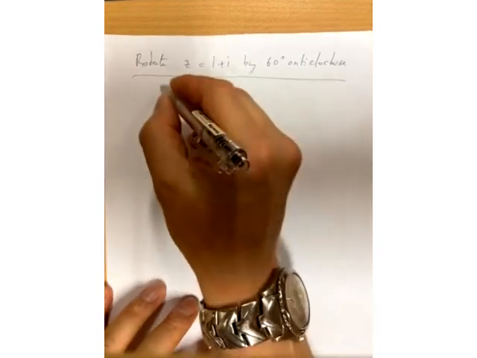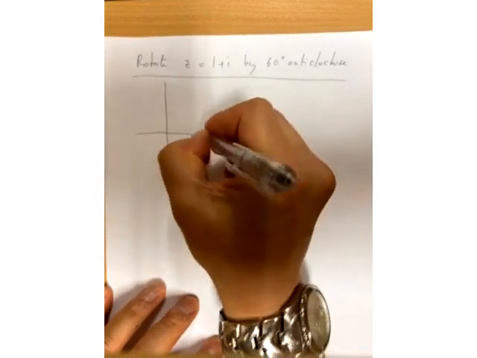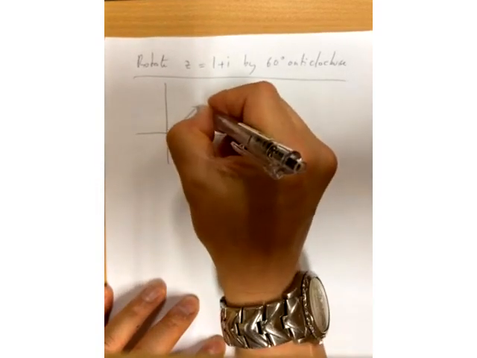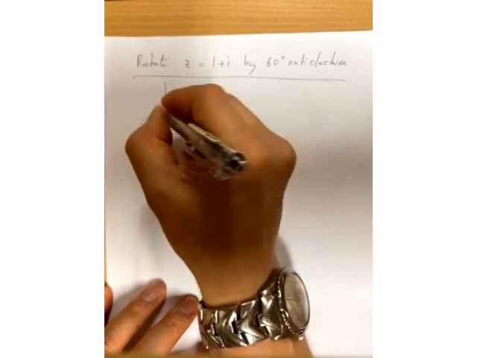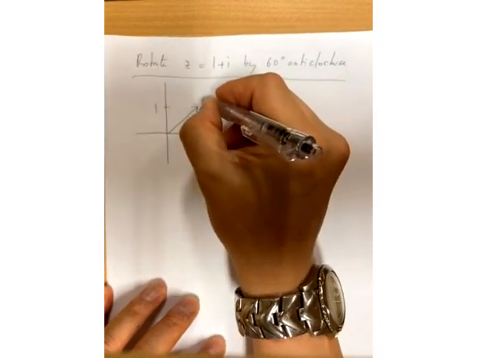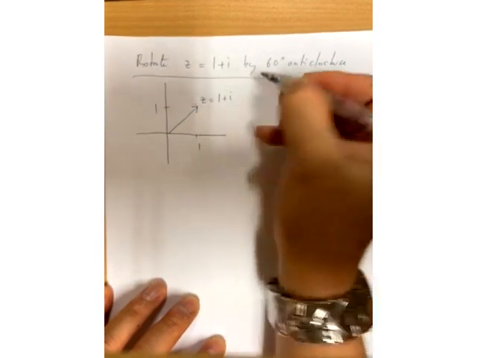Okay, we're going to try and rotate 1 plus i by an angle of 60 degrees anti-clockwise. So I'll tell you where 1 plus i is. 1 plus i is there. So that's 1, that's 1. So let's call that 1 plus i.